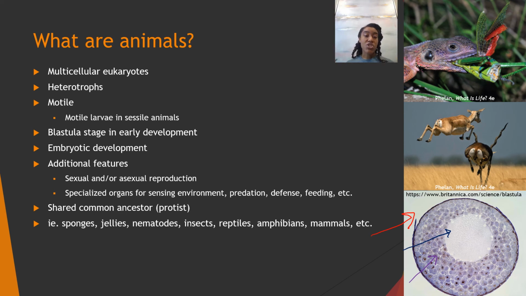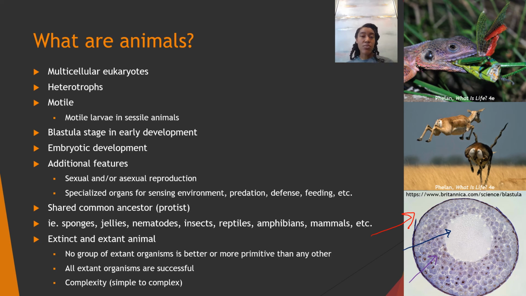All animals have a shared common ancestor, and this shared common ancestor was a protist, so an aquatic protist at some point hundreds of millions of years ago. And then some examples of some animals that you're likely familiar with are sea sponges, jellies, nematodes, insects, reptiles, amphibians, mammals. The list goes on and on and on. There are so many animals out there.